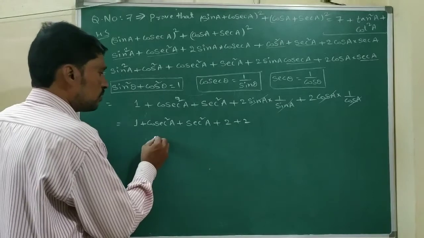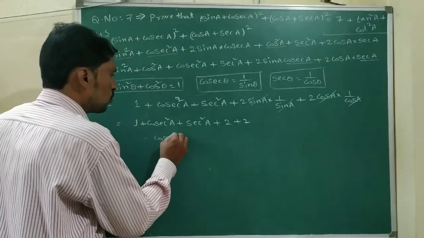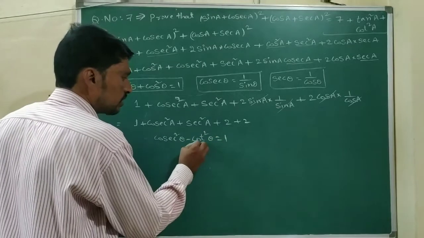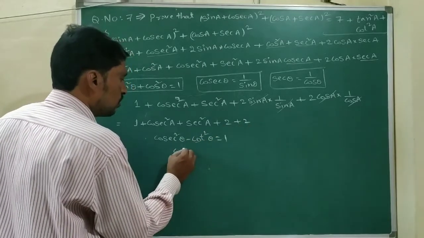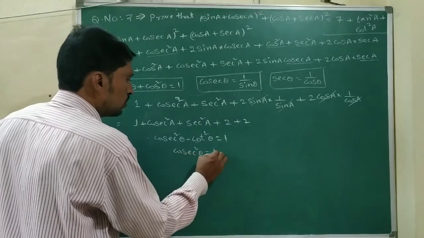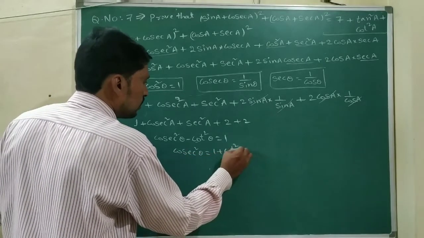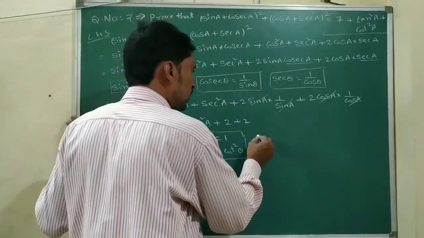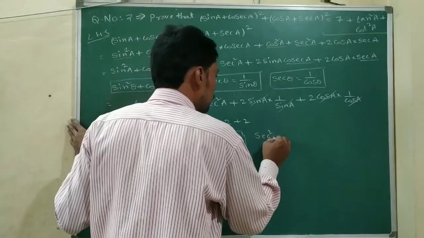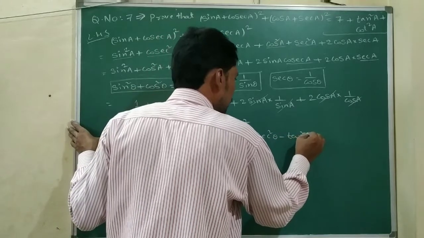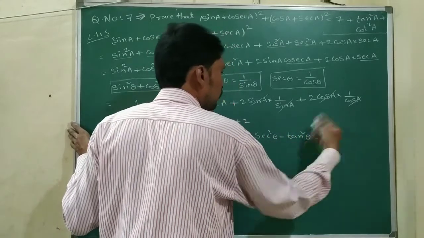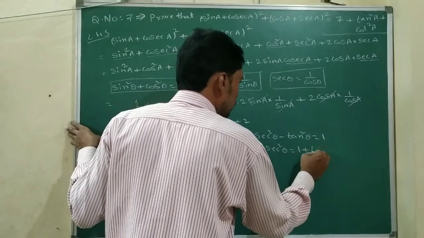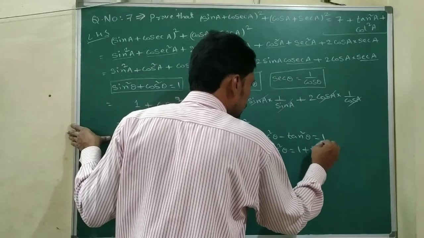We know the formula. What is that formula? Cosec square theta minus cot square theta equal 1. This cot square theta you can transpose to the right. So cosec square theta equal 1 plus cot square theta, we are getting. One more identity we also know, that is sec square theta minus tan square theta equal 1. This tan square you can transpose to the right. Sec square theta equal 1 plus tan square theta.